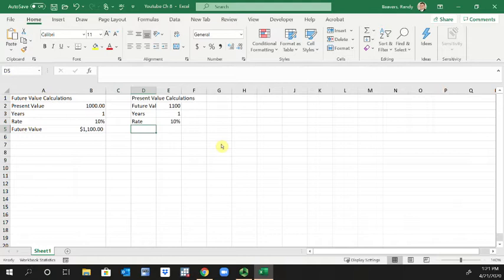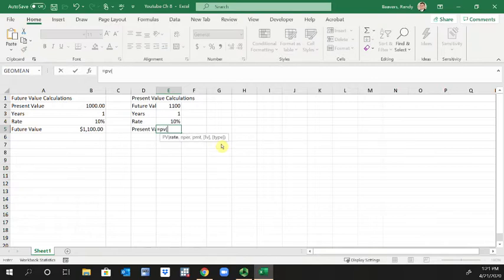So in other words, I know I'm going to get $1,100 in a year from now, and suppose my opportunity cost of that money is 10%. So I want to know how much that money is worth to me today, or if I were going to pay for an investment like this, what should the price be? How much should it be worth? So we use the present value function.